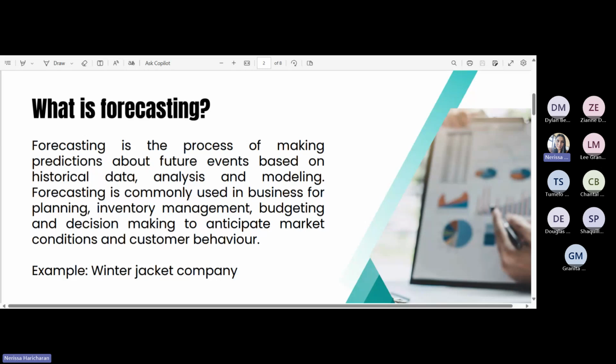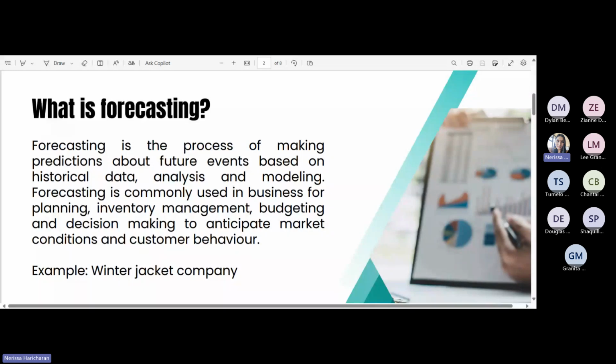And then from an external perspective, they want to look at forecasting from a weather perspective, because if it's a colder than normal winter, then you're going to expect a higher demand. So these are the different terminologies that are used and the different aspects that you would look at when you're analyzing your forecast.